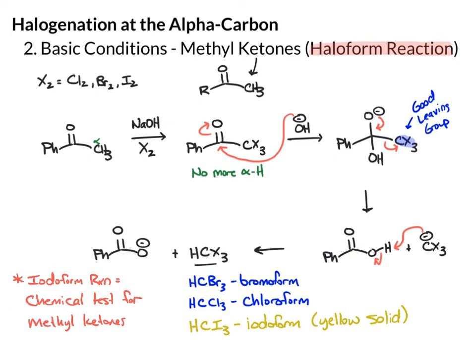If you're just doing the chemical test, this is all you would do. You would stop here. If you see the yellow solid, that confirms the methyl ketone. If you don't, then you don't have the methyl ketone. Now, at this stage, if you needed the carboxylic acid, you could add acid to this and protonate that oxygen. But usually, if you're just using it for a chemical test, once you've run the test, you just discard the materials.